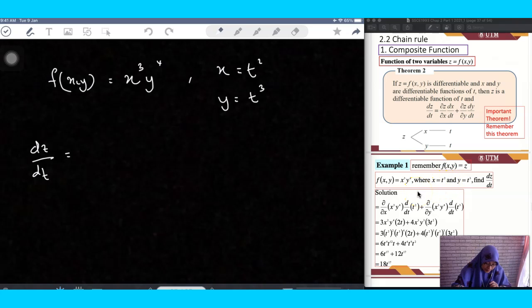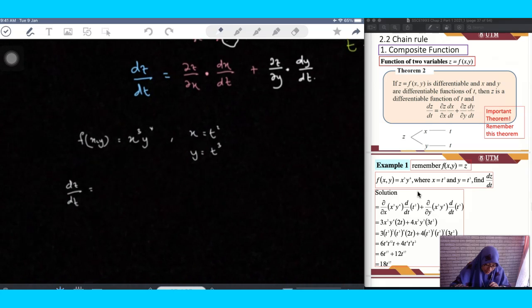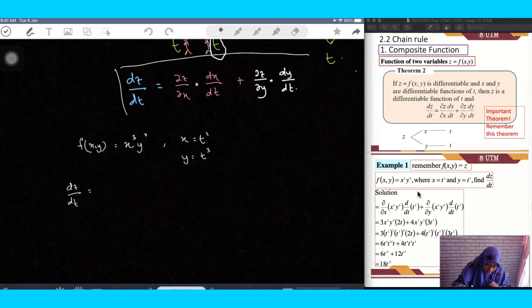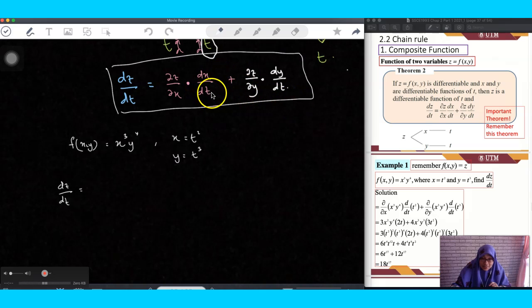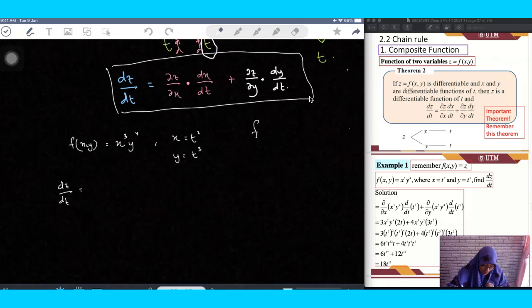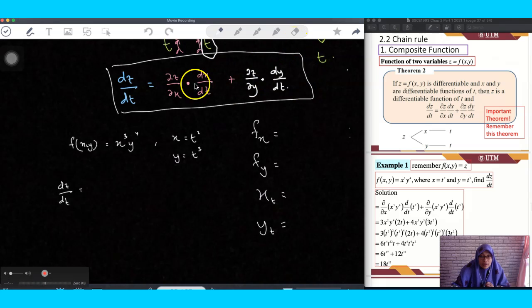As we have in the chain rule here, now you have to find out zx, zy, dx/dt and dy/dt. Now you have f, not z, so we use f. So find fx and fy, and then you need to get xt and yt. So that is 4 things that you have to plug into your chain rule.